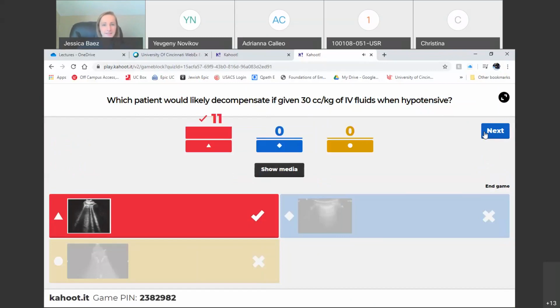Excellent. We got a unanimous decision here. So this obviously has a bunch of B lines on it. That patient's probably going to have some trouble if you give them a bunch of fluid.